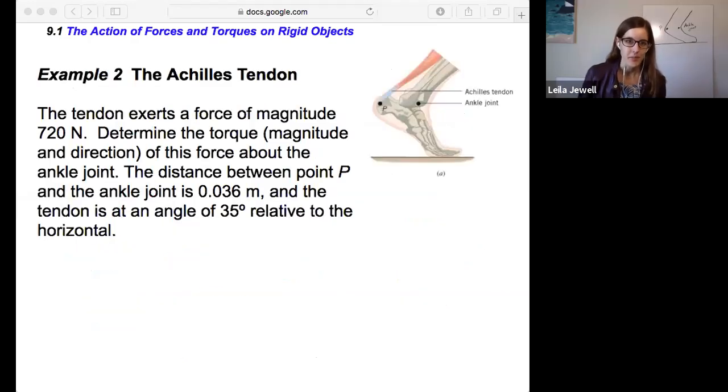Continuing section 9.1, the action of forces and torques on rigid objects, let's look at an example of the Achilles tendon. The tendon exerts a force of magnitude 720 newtons. Determine the torque, magnitude, and direction of this force about the ankle joint. The distance between point P and the ankle joint is 0.036 meters, and the tendon is at an angle of 35 degrees relative to the horizontal.